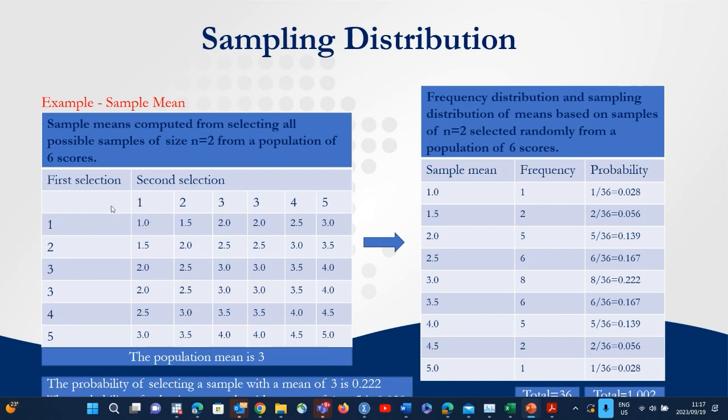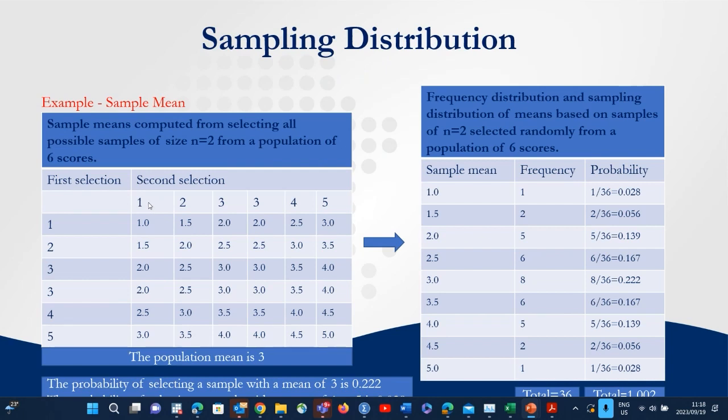So the first time I can select a 1, and the second time I can select a 1. Or I can select a 1 and a 2, right? A 1 and a 3, a 1 and a 3 again because I've got 2 3s, or a 1 and a 4, or a 1 and a 5. Same way, I can select a 1 and a 2, a 1 and a 3. So these are the possible samples I can have.